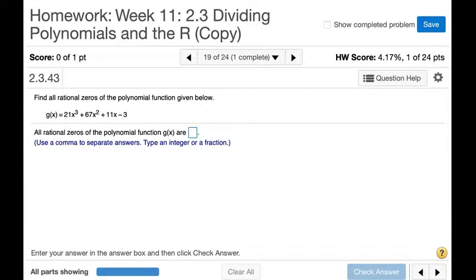All right, let's give this one a go because I don't think you can ever have too much practice finding zeros of a polynomial. So let's do number 19. This comes from section 2.3, number 43. Find all rational zeros. We have g of x equals 21x cubed plus 67x squared plus 11x minus 3.